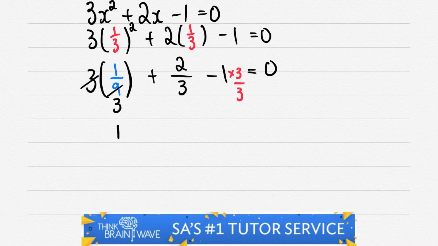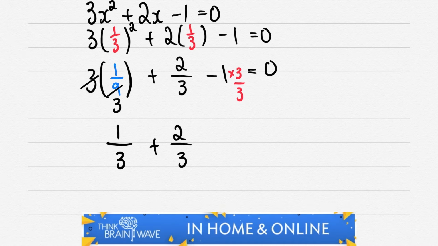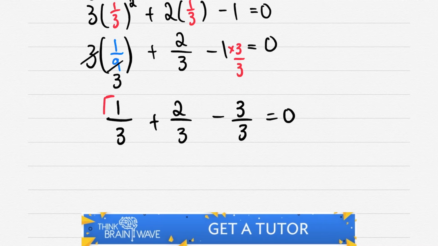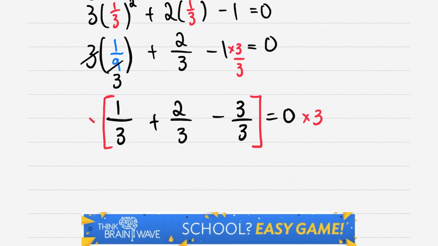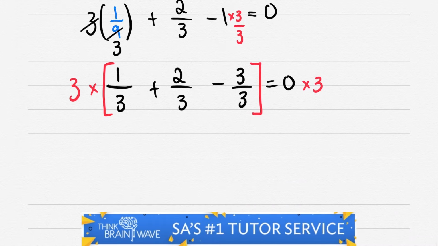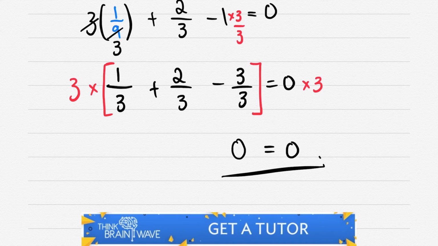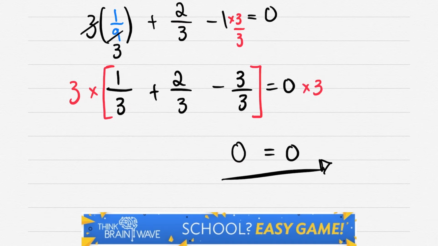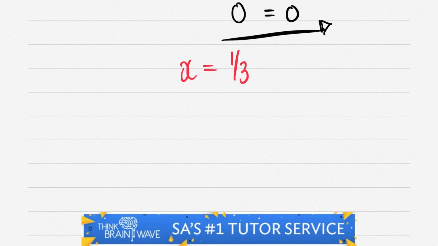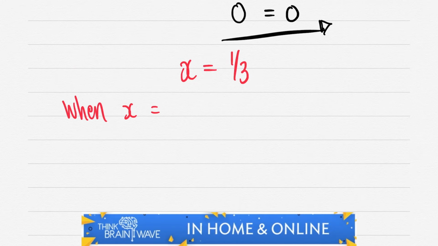But now you can see you've got minus 1 times 3 over 3. You have 1 over 3 plus 2 over 3 minus 3 over 3 is equal to 0. You multiply everything by 3. So what you do to the left, you do to the right. You're trying to get rid of your denominator. And when you say 1 plus 2 minus 3, you get 0 on the left and 0 on the right. There's your answer. Now let's realize that x is equal to a third, and it is real.